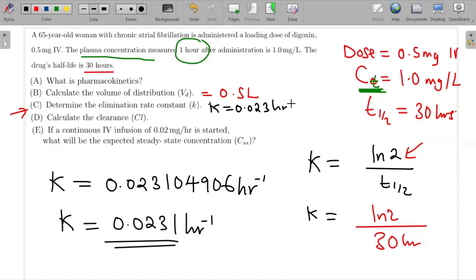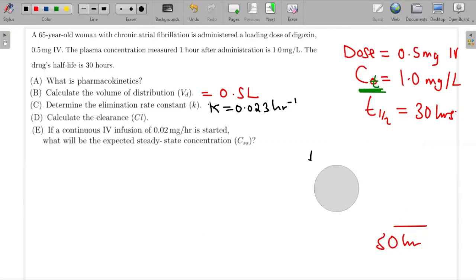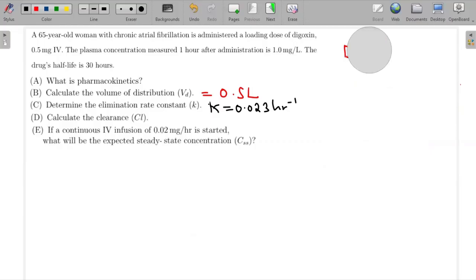Okay, so any questions there? If there are no questions, we go to D. D says calculate the clearance. So what is the clearance? The clearance is the volume of the plasma cleared of the drug per unit time. The volume of the plasma cleared of the drug per unit time.